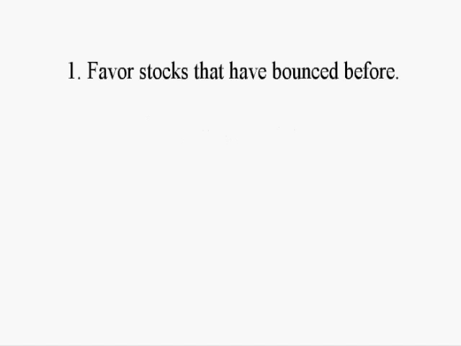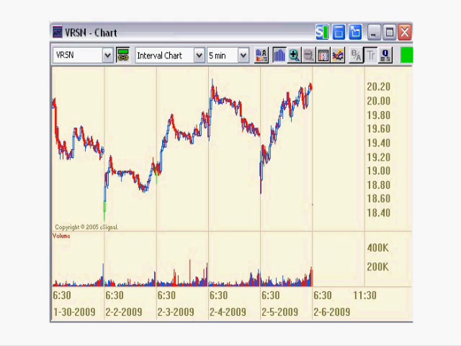Alright, how do you narrow the field? How do you make a choice when there's a lot of stocks gapping down? Well, here's some good rules. First, favor the stocks that have bounced before. Take a look at this one. This is VRSN. It's going to gap down where I'm showing that red arrow. But now take a look. Look there when it gapped down. It sharply rose. Right there it gapped down and it spiked up. And of course right there it gapped down, and look how that thing soared. So this is a very strong selection.